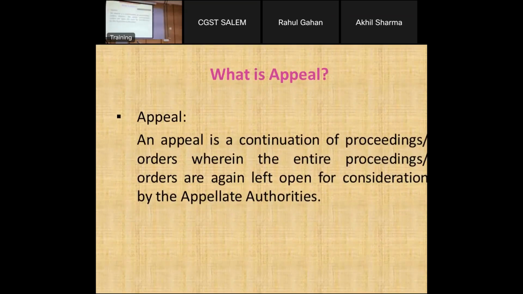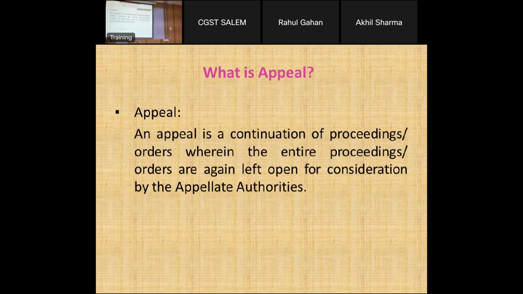What is appeal? It's a continuation of proceedings, when the entire proceedings of the order are again left open. It is for the party as well as for the office. What the office does is review. After reviewing, we can go on appeal. We will review the order and go on appeal. If the taxpayer, I'm saying taxpayer is party, is agreeing, they can directly go to the next appellate forum for appeal. It is a continuous proceeding. The order is not an end. Further, you can go for appeal.